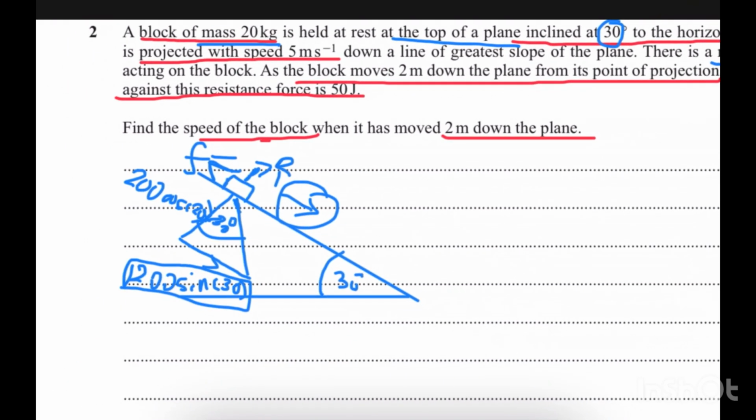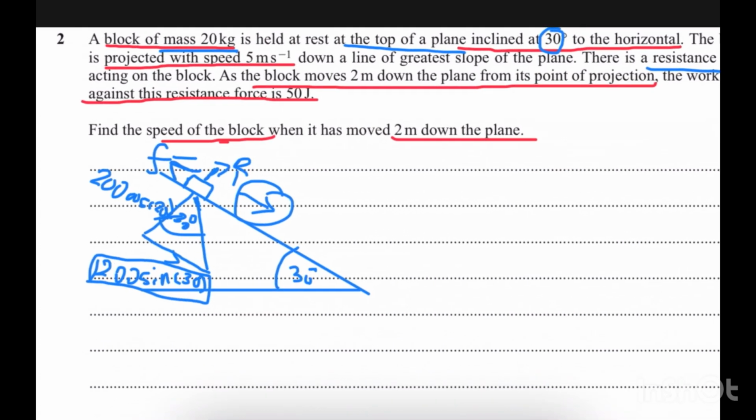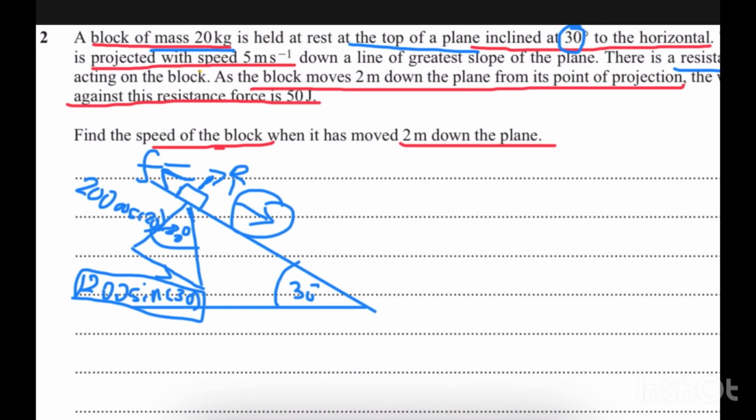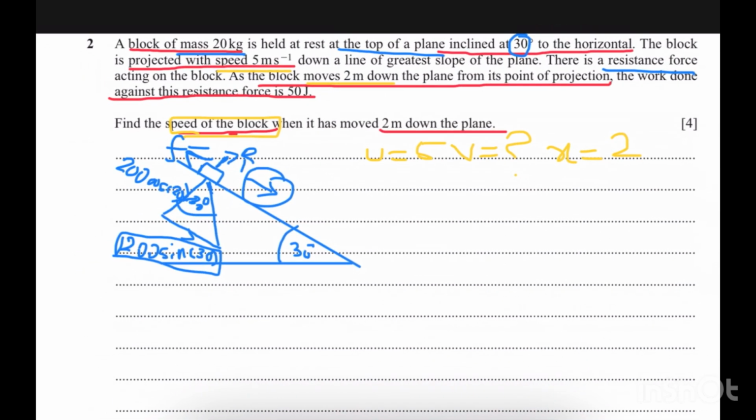So let's write down the other information that they've given us. It is projected with the speed 5 meters per second, so we will write that as the initial speed, which I'll write as u, which is 5. The final speed of the block is not given to us, so we'll write that as v, and that is unknown. The block has moved 2 meters down. That makes the distance traveled, which I'll write as x, as 2. And finally, the work done against a resistive force is 50 joules. So that means the work done against friction is equal to 50.